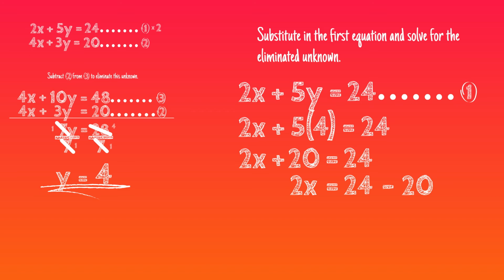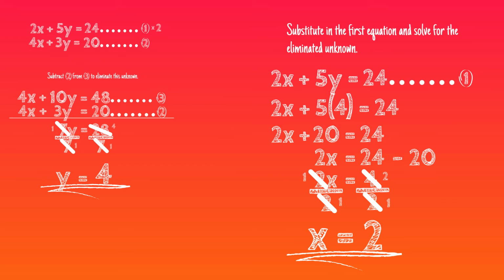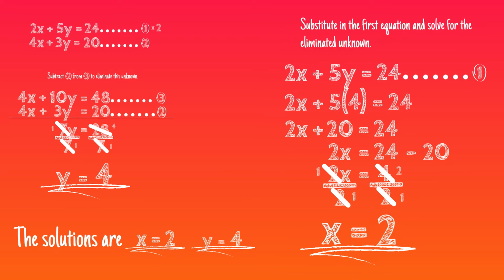It's a negative 20 because we took the positive 20 from the left side of the equal sign to the right side of the equal sign. So now we are going to divide 2x by the coefficient of x, which is 2. So 2x divided by 2 equals 4 divided by 2. 2 into 2, 1. 2 into 4, 2. So x is equal to 2. The solutions are x equals 2, y equals 4.